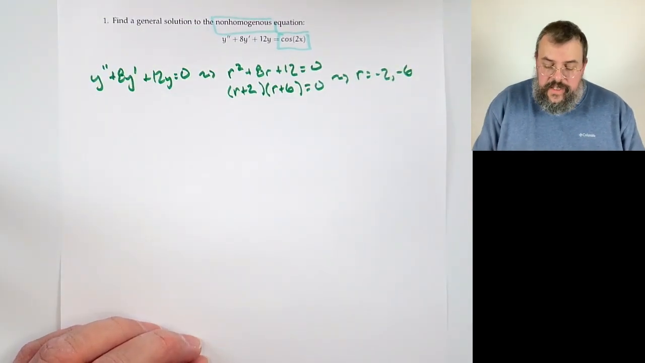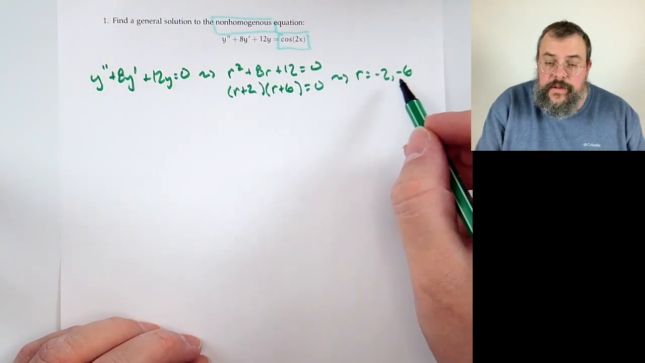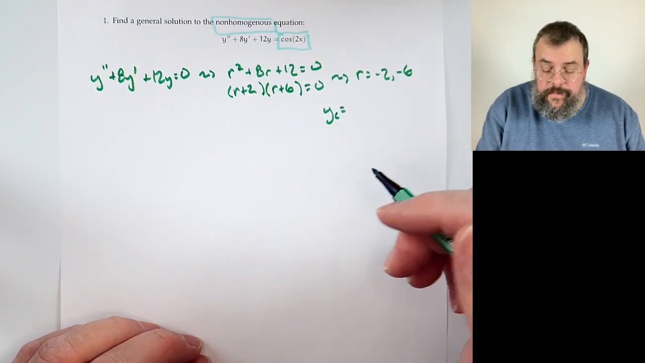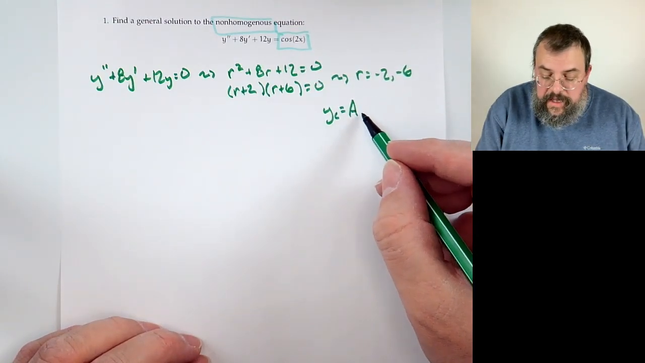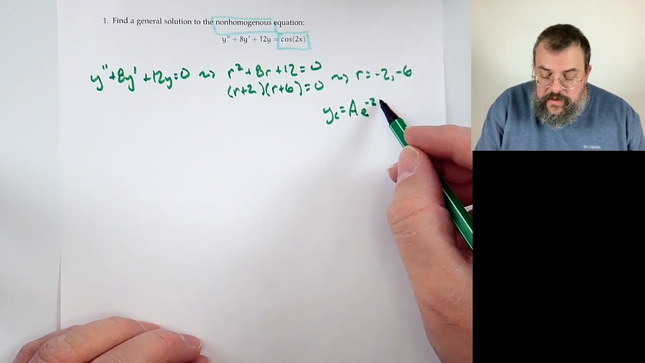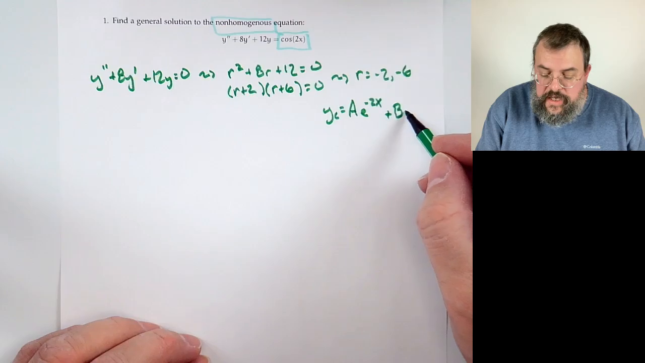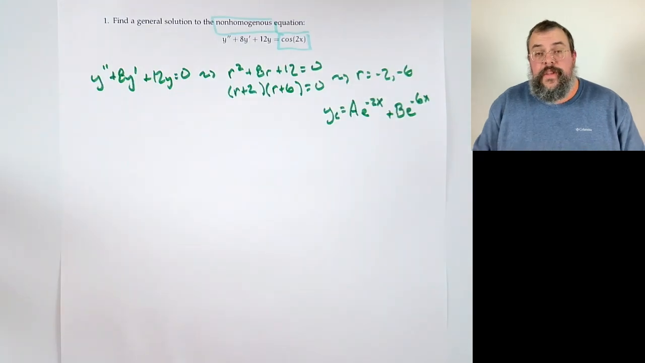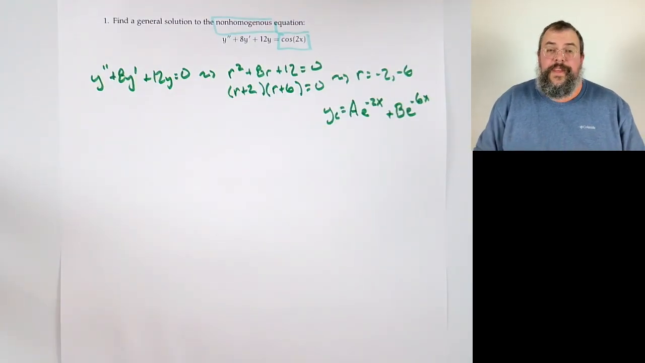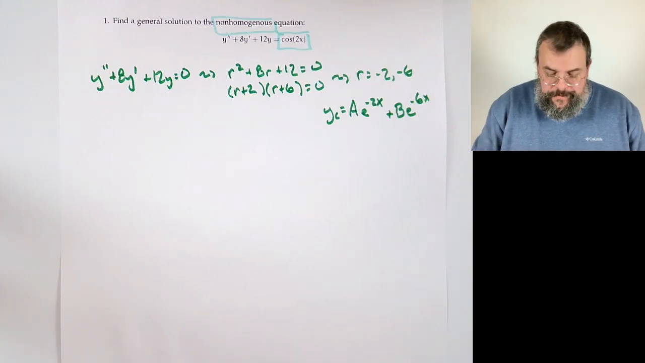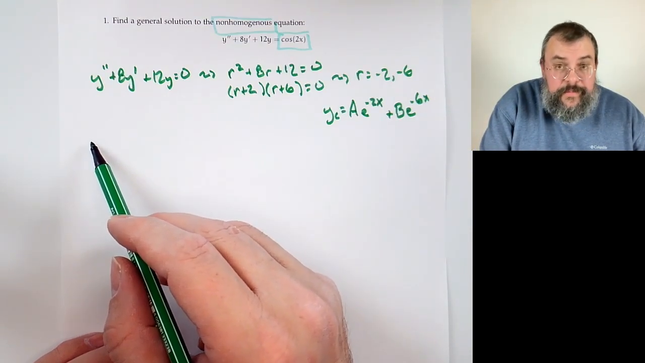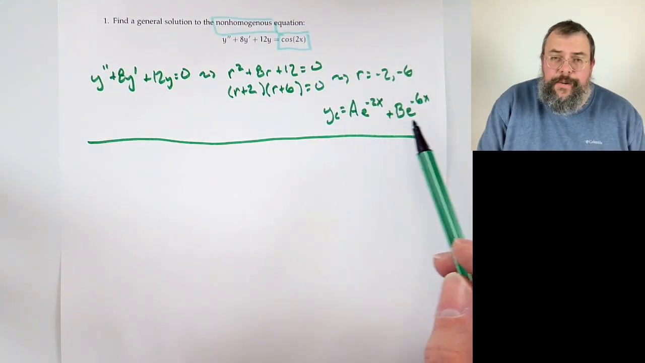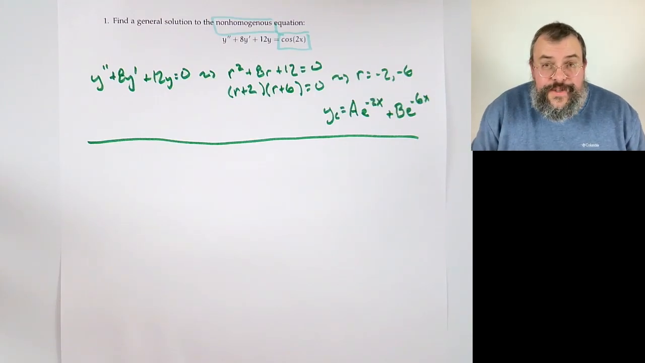Now, what this means is that these are going to become parts of our complementary solution, or the solution to the homogeneous part. So we have some constant a, e to the minus 2x, plus some constant b, e to the minus 6x. We're using x as our variable because we see cosine 2x there. So x is our variable in this problem. That's the first step we do. In fact, if we were doing variation of parameters, we would still do this first step because we really need to know what's going on with our homogeneous solution.